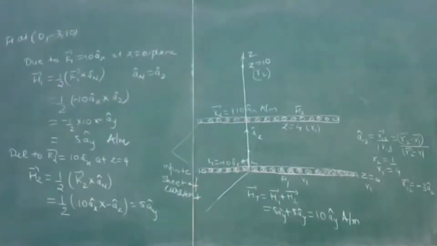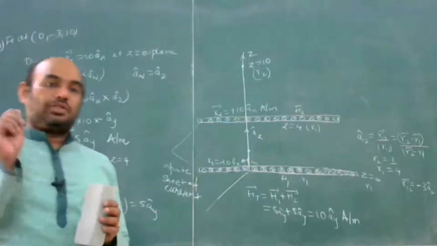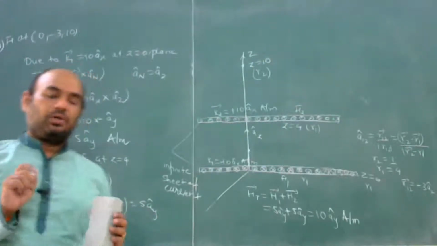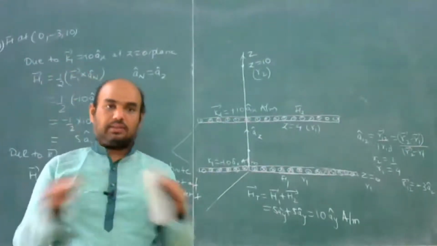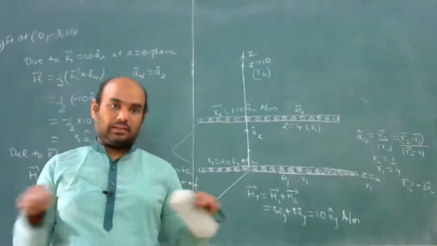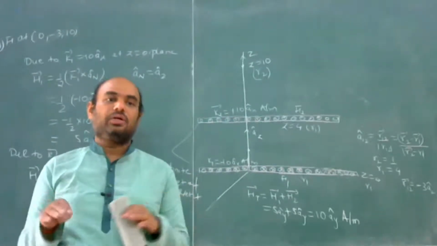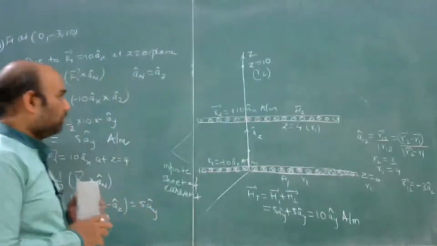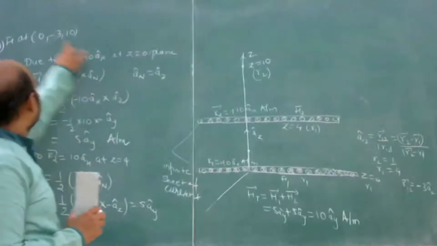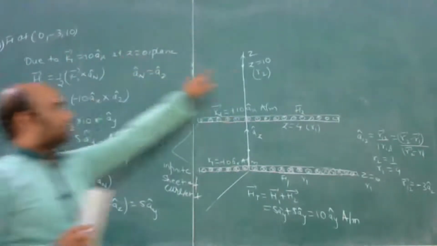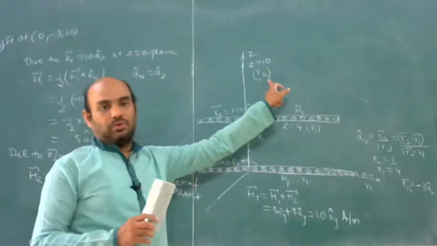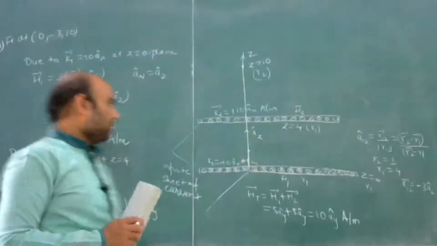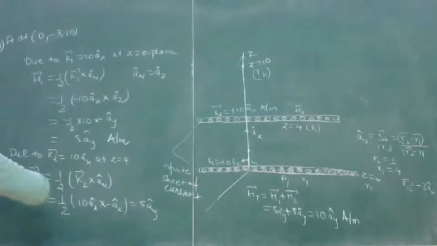Due to K1, so this is part B. You have to find the value of H at (0, -3, 10). Since the sheet of current is lying on the z equals constant plane, we will consider only the z coordinate. That coordinate is 10, so this will become R2, where you have to find the value of H.